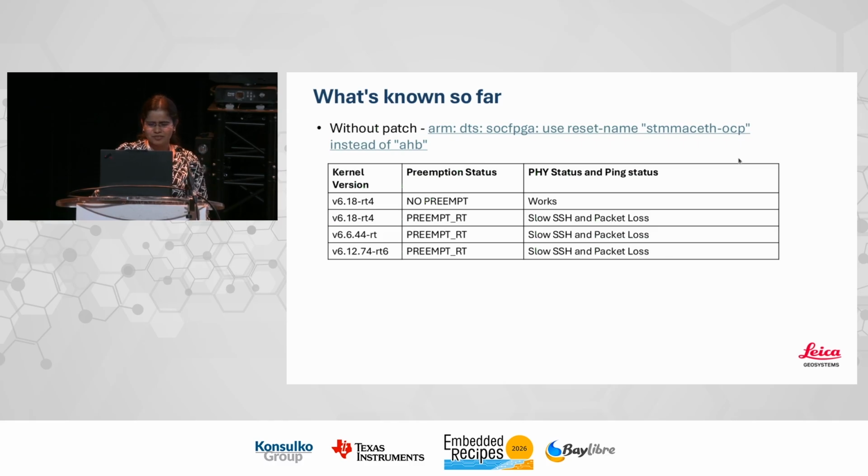So what is known so far and what really works? If I remove this patch that uses OCP reset, and if I want to use this board with full preemption, the SSH is usually slow, and I observed it till 6.18, which was released in April with RT patches. And the idea behind AHB-only is also a good direction, and I think it's a possible direction so that it will unify all the reset names around it.